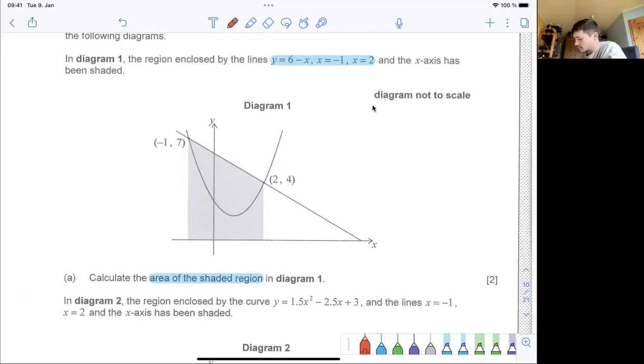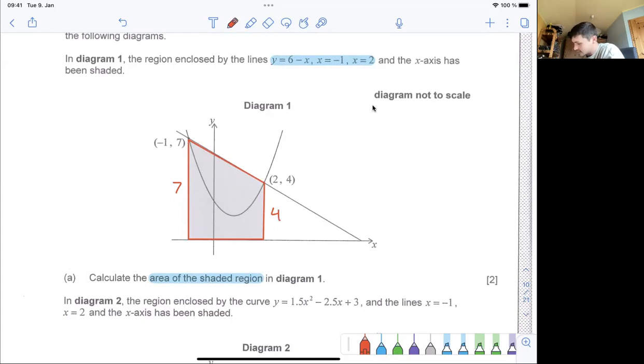Alternatively, we could just identify the shape made by the shaded region, which is a trapezoid or trapezium. Either name is fine, they mean the same thing. On this longer side, we go from the x-axis, when y is equal to 0, all the way to when y is equal to 7. So the length of this side is 7. The other parallel side goes from y equals 0 up to y equals 4, so that has a length of 4.